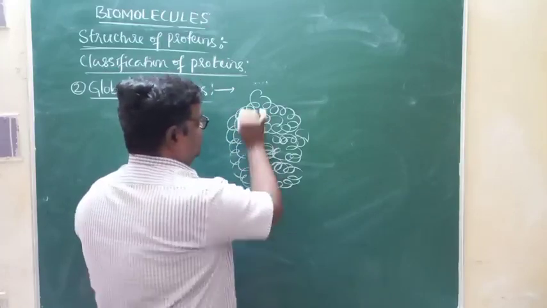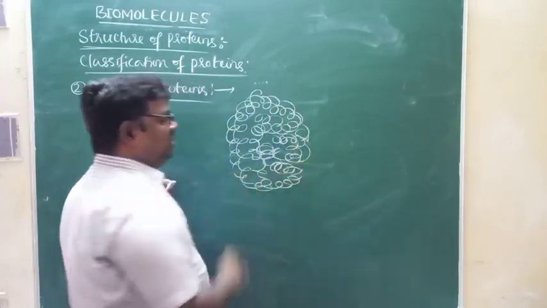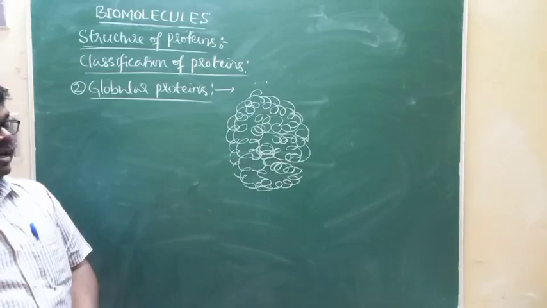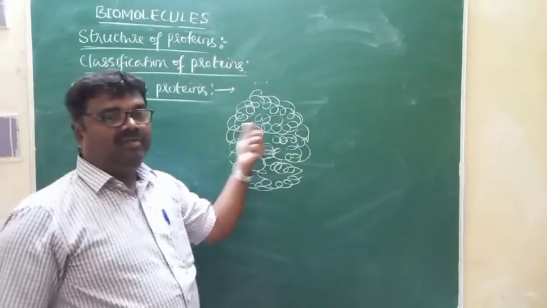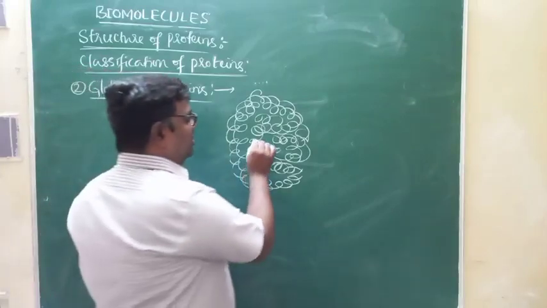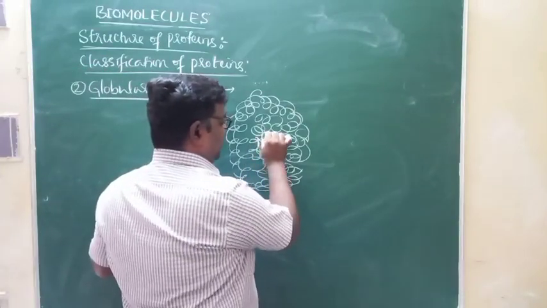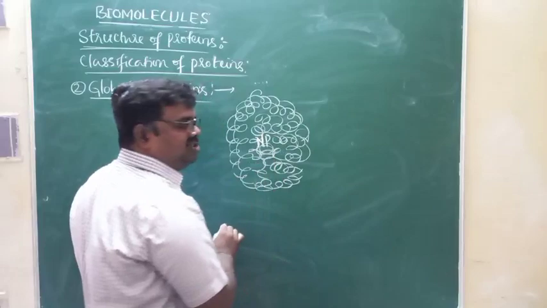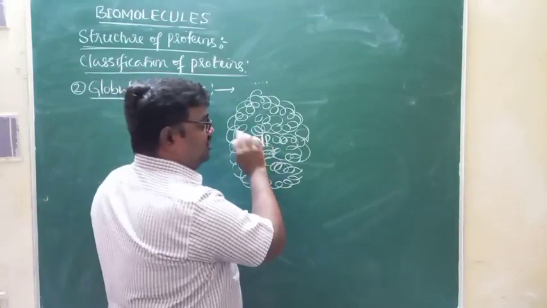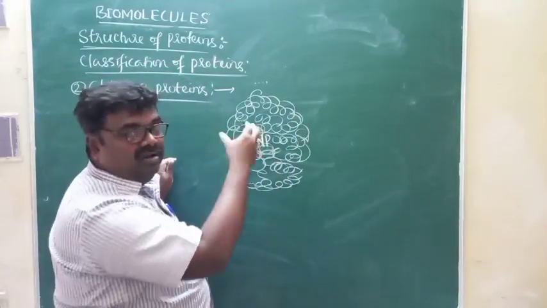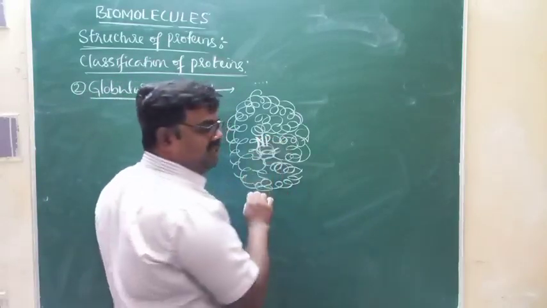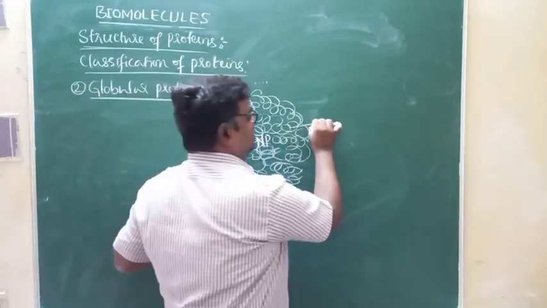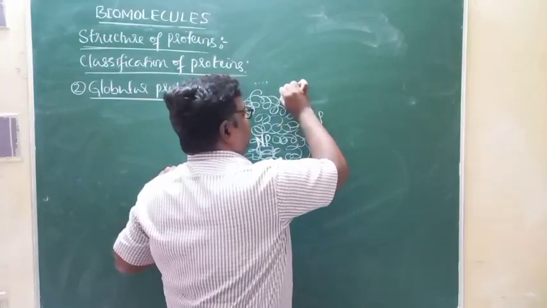This is what we call globular proteins. Generally, globular proteins are characterized by a spherical shape. During the folding and twisting of these long-chain polypeptide chains, non-polar groups will be pushed inside, whereas polar groups will be pushed outside.